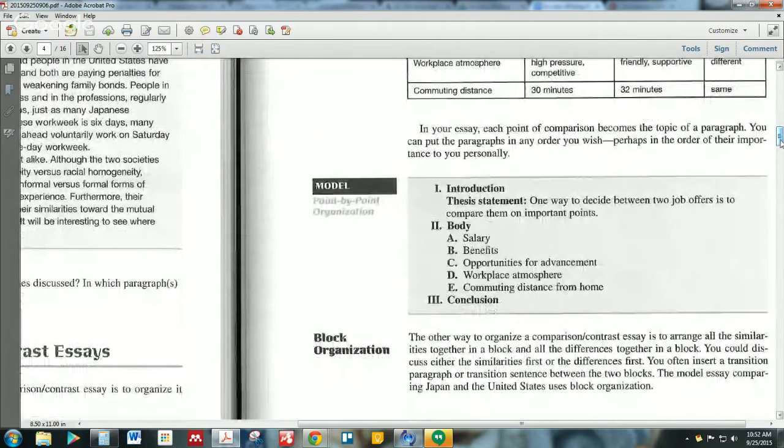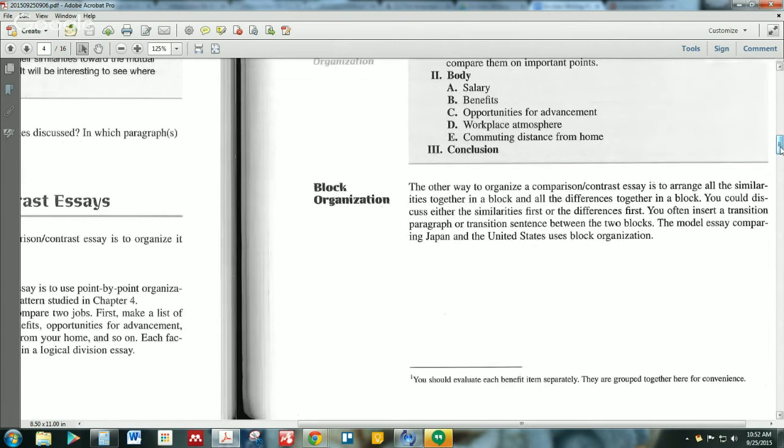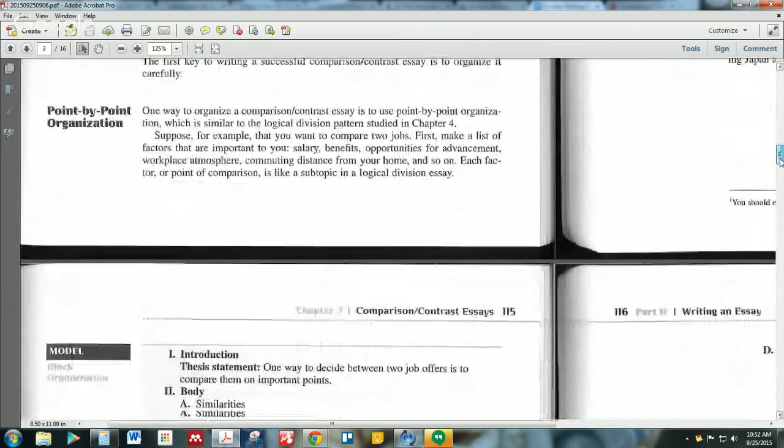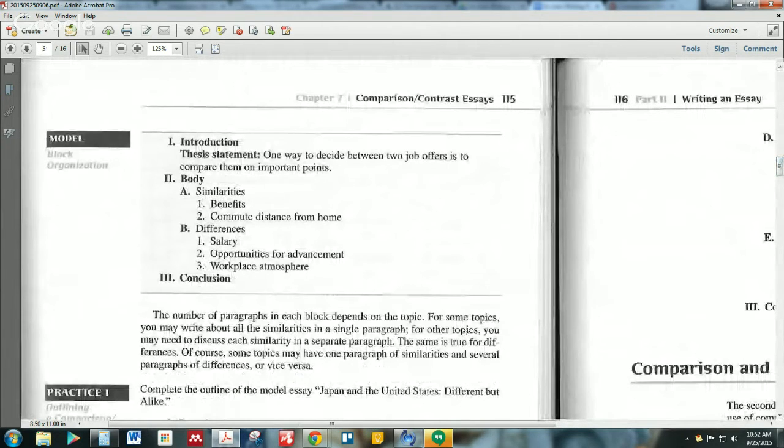How long your section is, how long your paragraph, how long your essay is, would depend on how much you have to say. This is one style of organizing. Another style for organizing is block organization. And in this case, you would focus on two main things. For example, similarities first. You would have a section on similarities. First, you would talk about benefits maybe, and second, you would talk about commute distance from home.